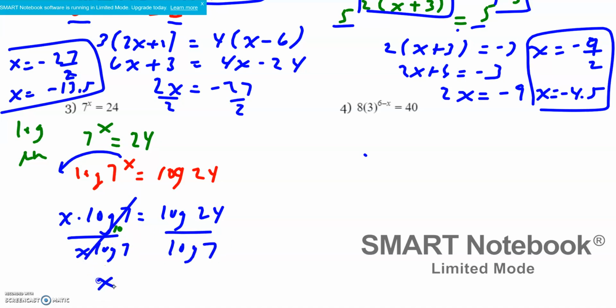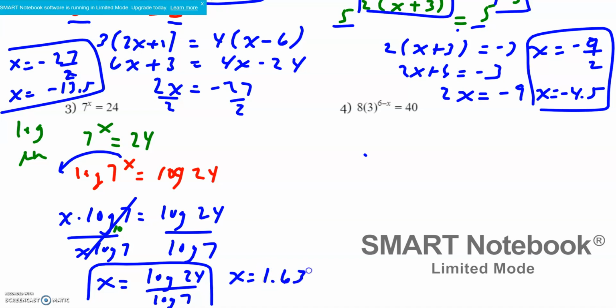And so you could leave your answer in one of two ways. If you leave it exact, I would accept log of 24 over log of 7. This is a correct answer. You also could in the calculator actually divide these two things, and if you do that, you would get, to the nearest thousandth, 1.633.